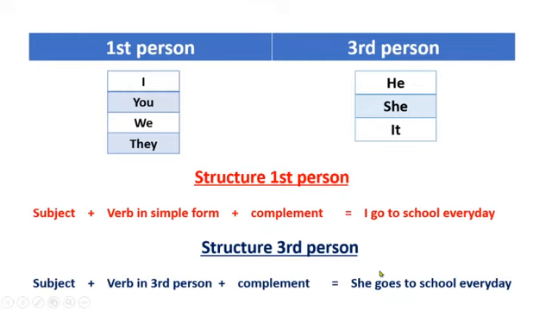Now, in the first sentence, we have the verb go in simple form. Okay, but in third person, we use the verb in the third person form.